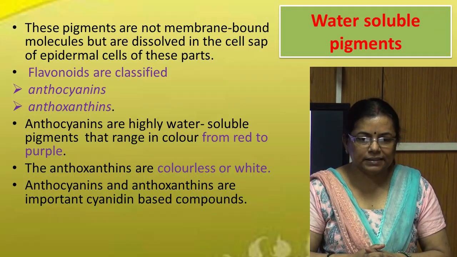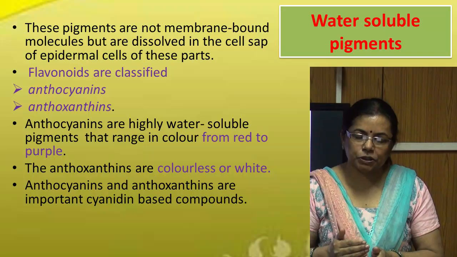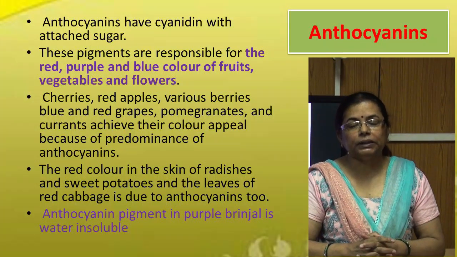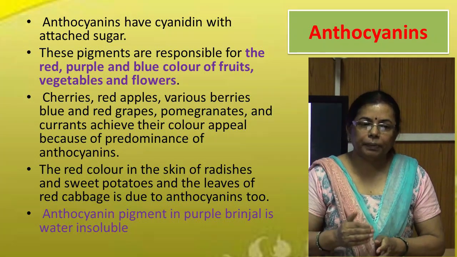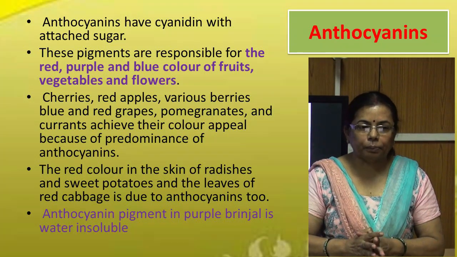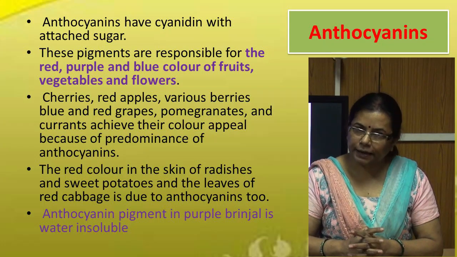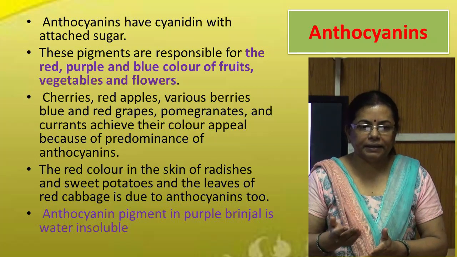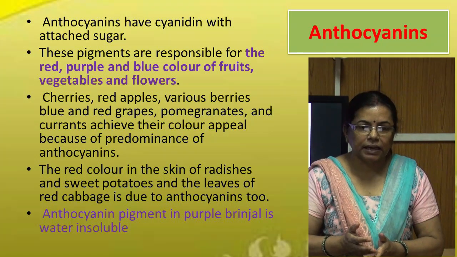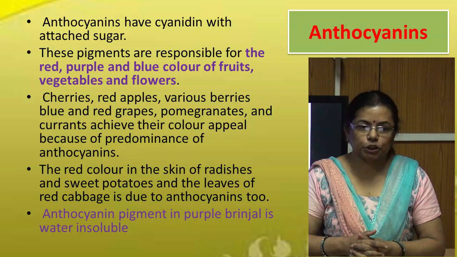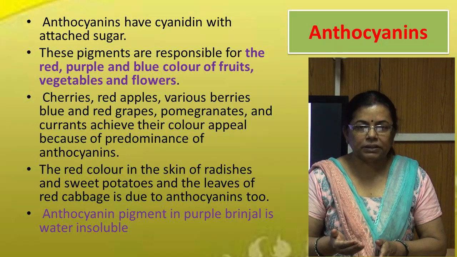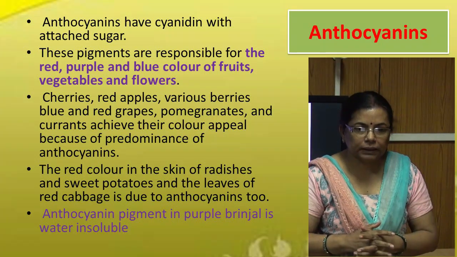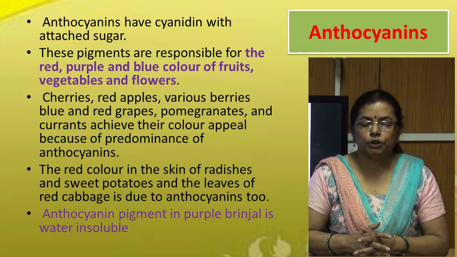Anthocyanins and anthoxanthins are important cyanidin based compounds. Anthocyanins have cyanidin with attached sugar. These pigments are responsible for the red, purple, and blue color of fruits, vegetables, and flowers. Cherries, red apples, various berries, blue and red grapes, pomegranates, currants, the red color in the skin of radish, sweet potato, and leaves of red cabbage have their color appeal due to anthocyanins. Anthocyanin pigment in purple brinjal is water insoluble.